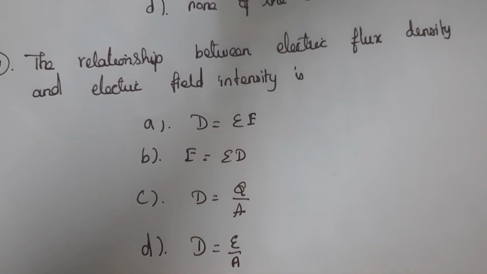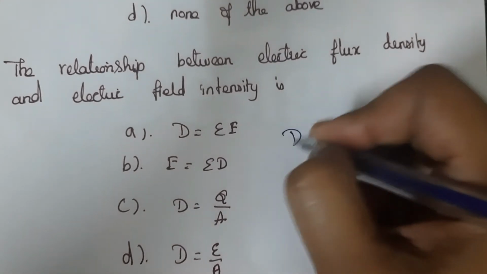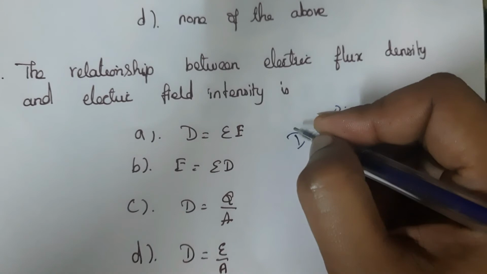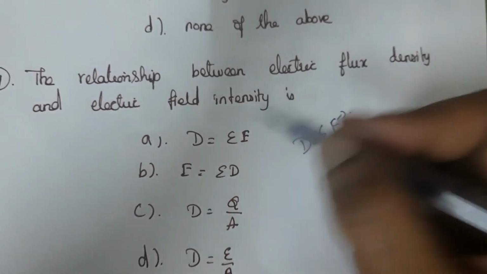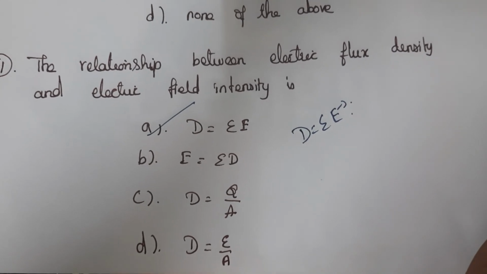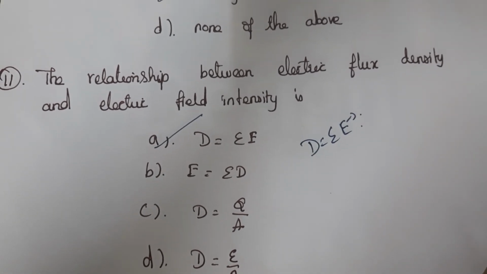The relationship between electric flux density and electric field intensity is D is equal to epsilon into E. This one is electric field intensity and this one is electric flux density. So here the correct answer is A. The relationship between electric flux density and electric field intensity is D is equal to epsilon E.